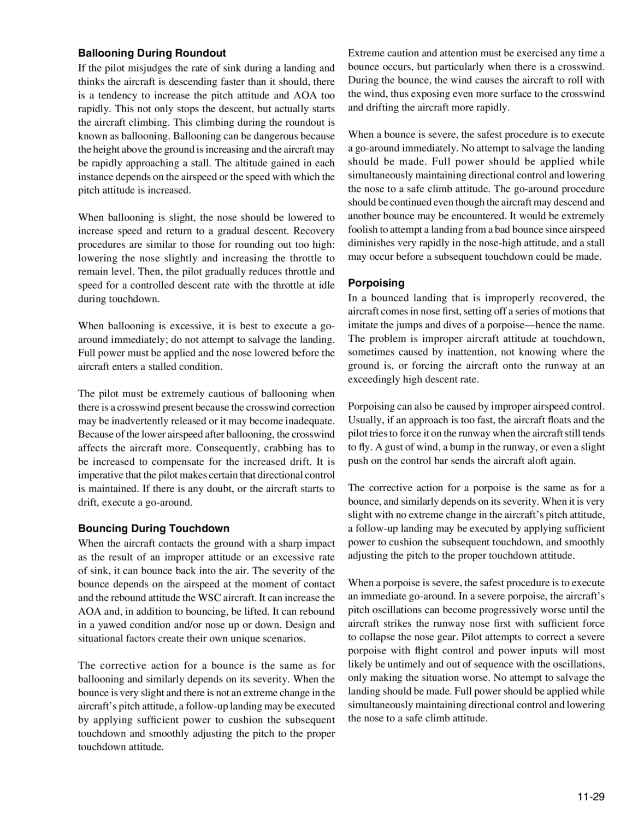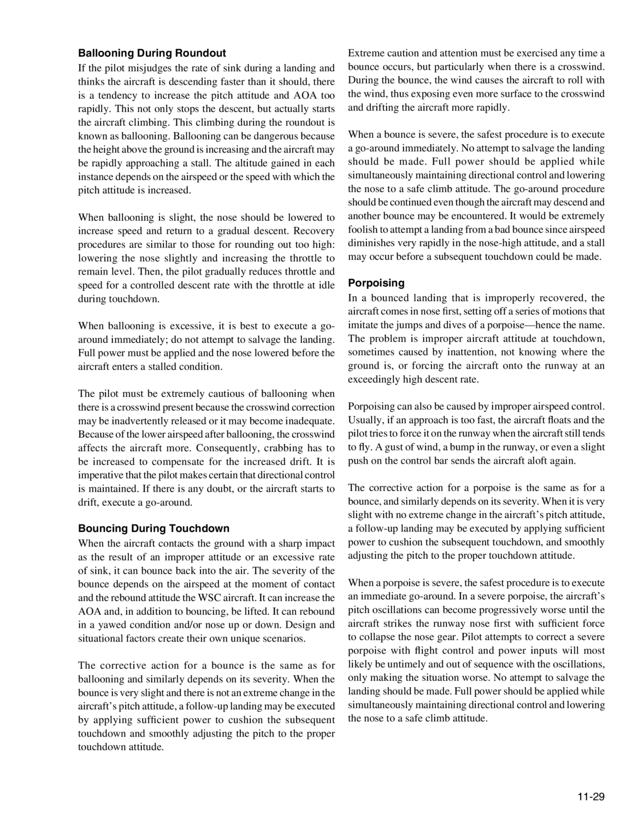increased. When ballooning is slight, the nose should be lowered to increase speed and return to a gradual descent. Recovery procedures are similar to those for rounding out too high, lowering the nose slightly and increasing the throttle to remain level. Then, the pilot gradually reduces throttle and speed for a controlled descent rate with the throttle at idle during touchdown. When ballooning is excessive, it is best to execute a go-around immediately. Do not attempt to salvage the landing. Full power must be applied and the nose lowered before the aircraft enters a stalled condition.